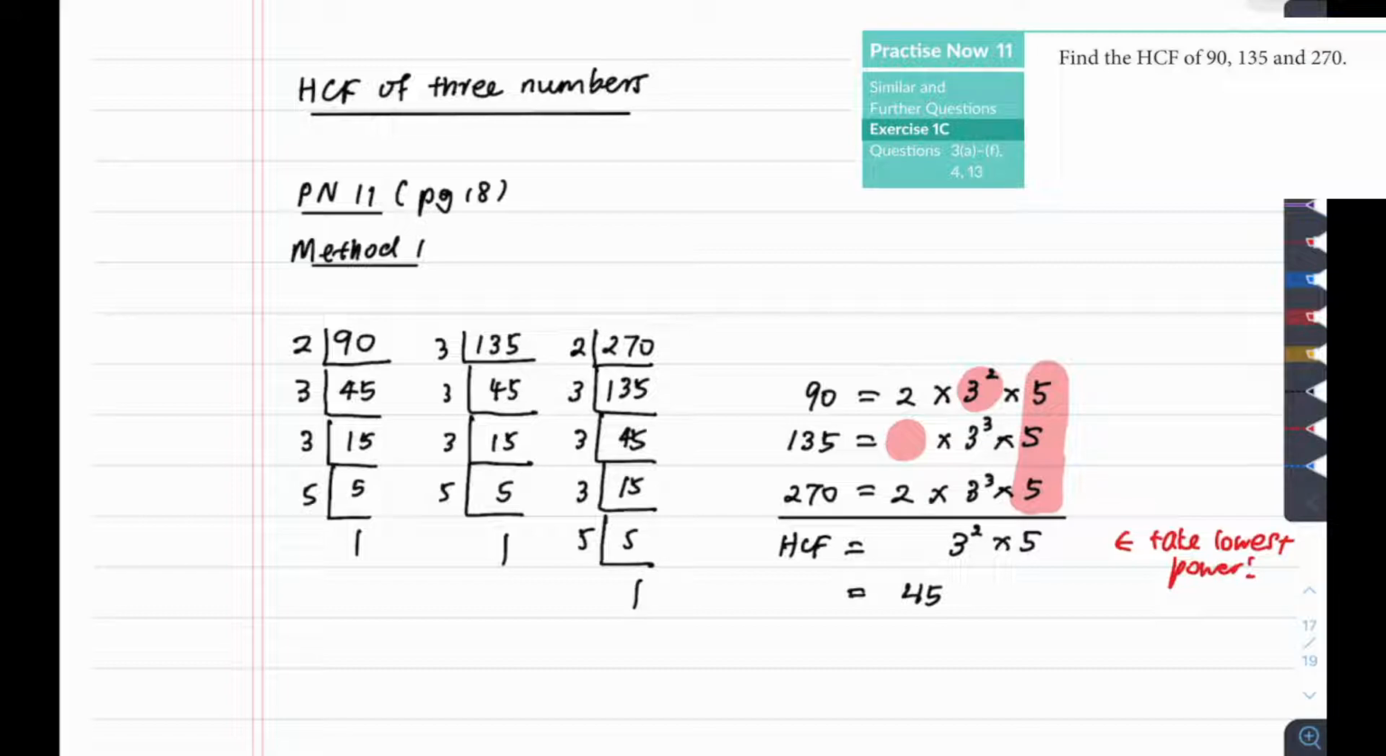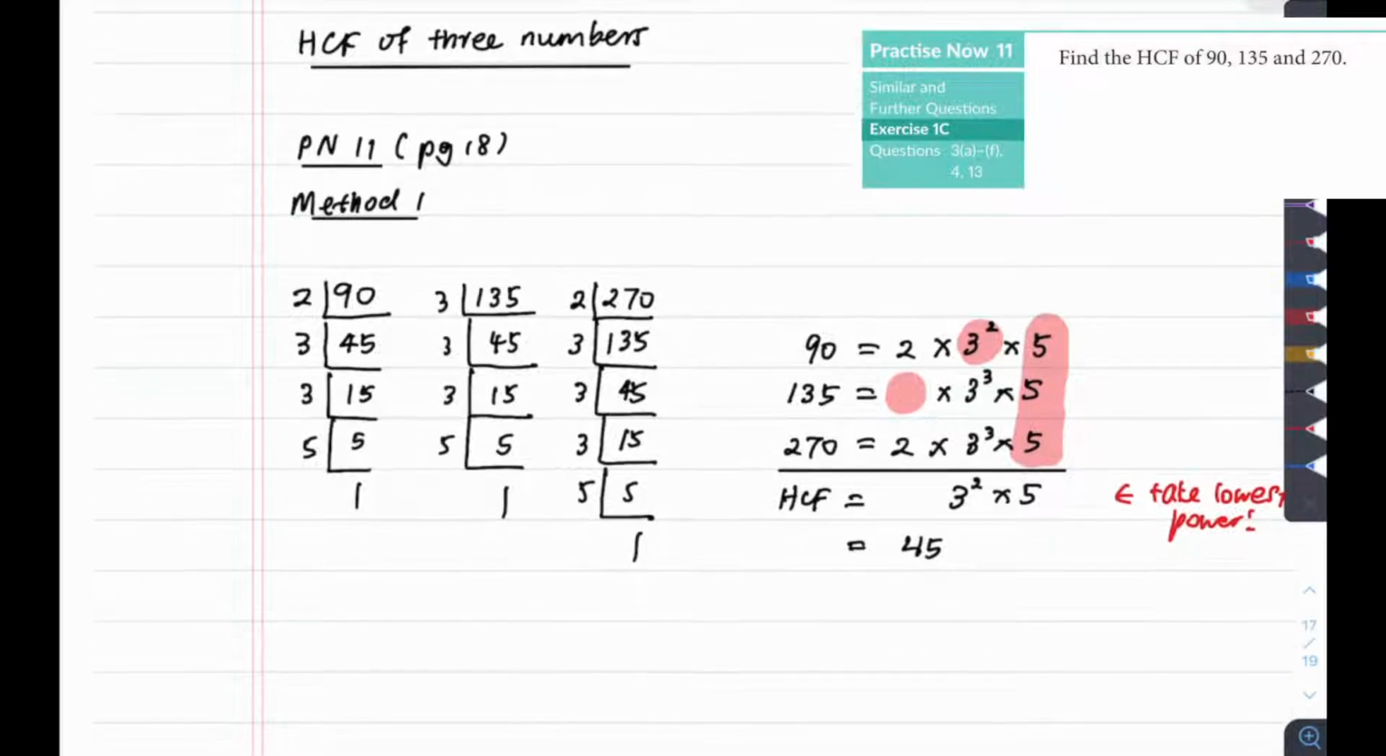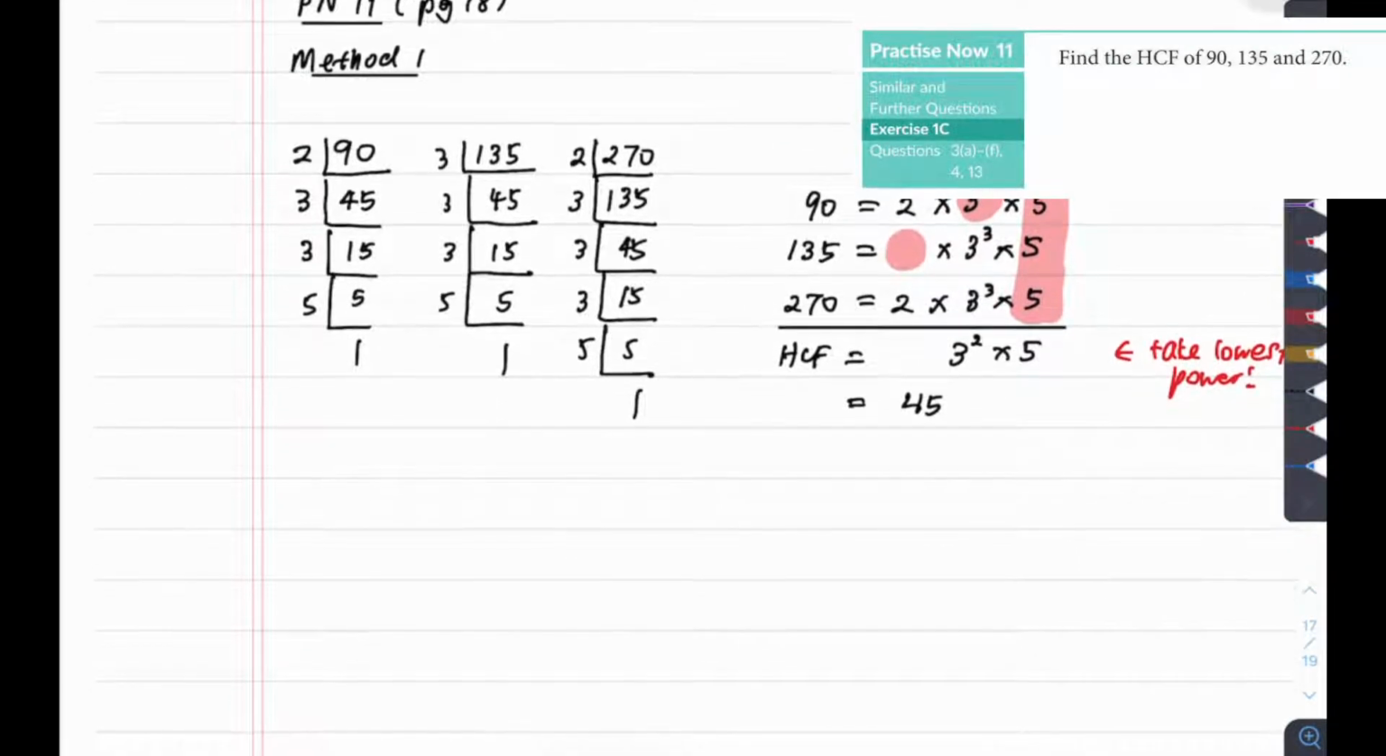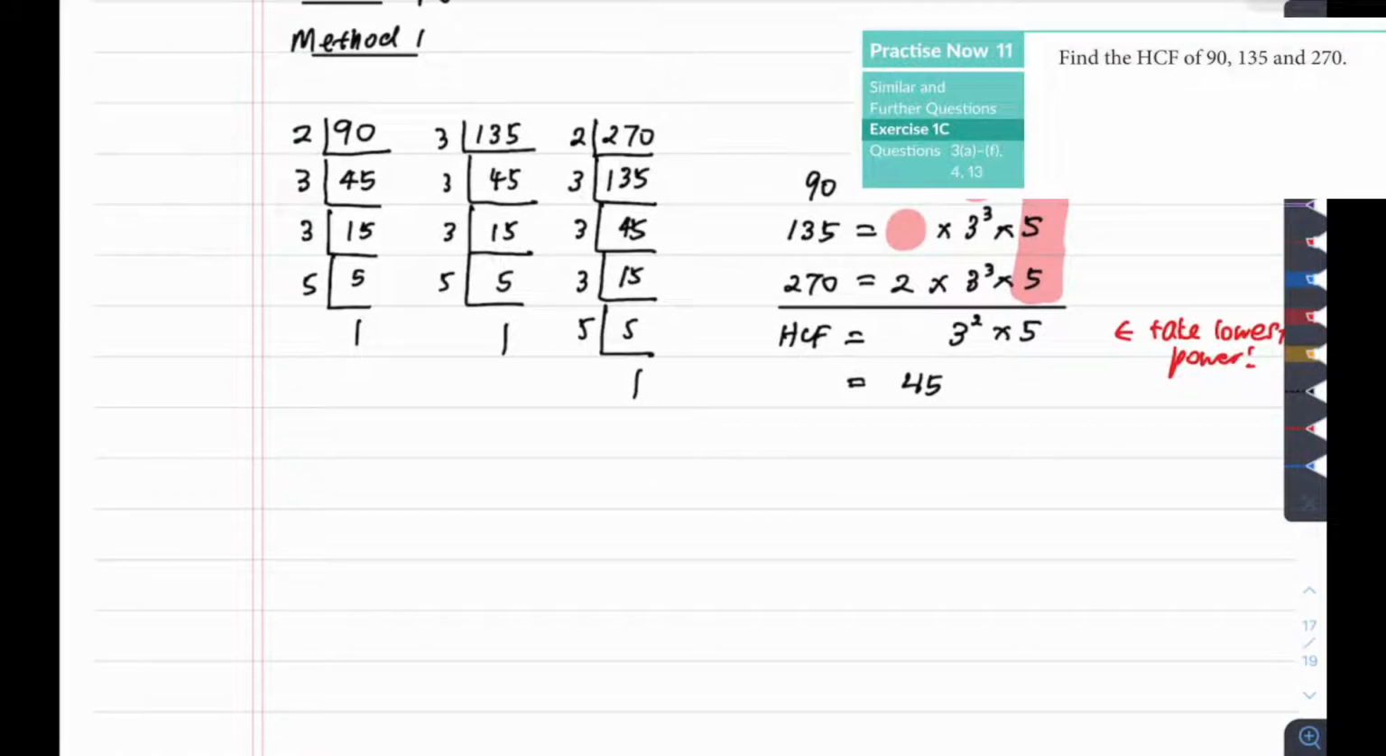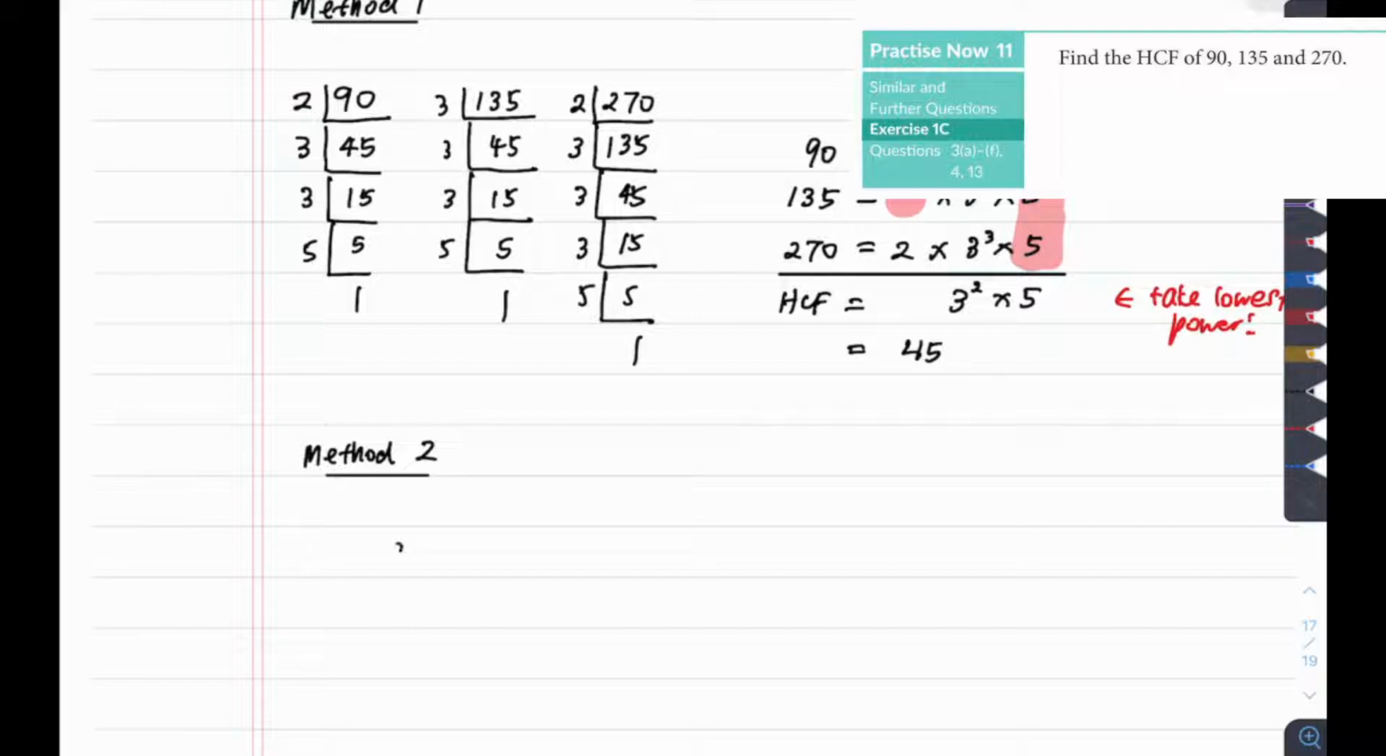So this is method 1, finding the HCF using your prime factorization. Now let's look at method 2. Method 1 was prime factorization, so method 2 is the common ladder method. Let's list down 90, 135, and 270.